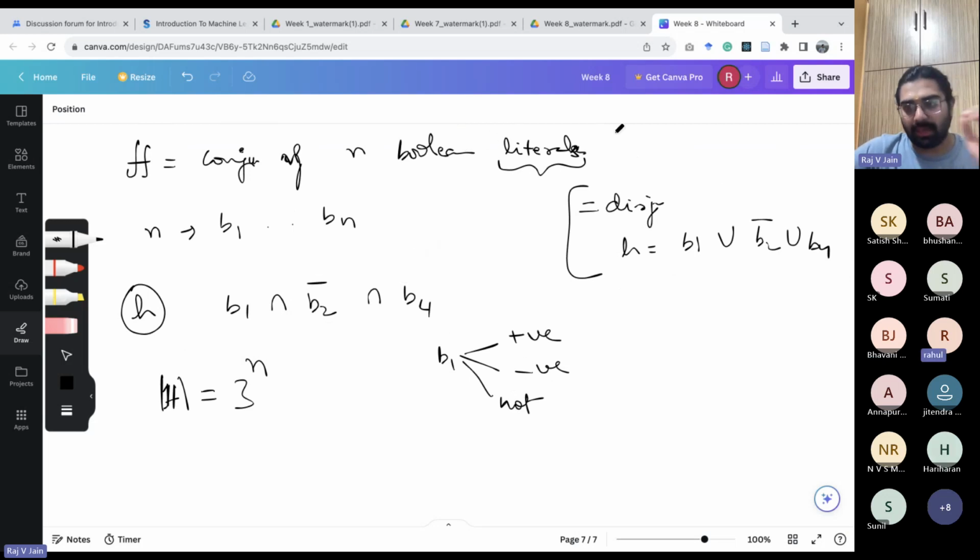See, the point is, Find-S algorithm is something else altogether. We are not discussing Find-S algorithm here. There is a hypothesis space. What is the number of elements in the hypothesis space? It's as simple as that. So the hypothesis space is conjunction of n Boolean literals. How many such possibilities are there in H?